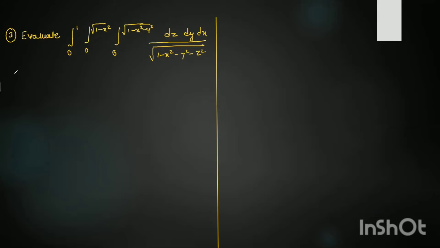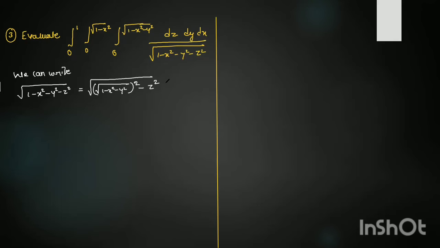Can we write square root of 1 minus x square minus y square minus z square as square root of 1 minus x square minus y square whole square minus z square? Is this correct? I have taken the square root extra, and again I have taken the square also, but square root and square get cancelled. The remaining term is 1 minus x square minus y square.